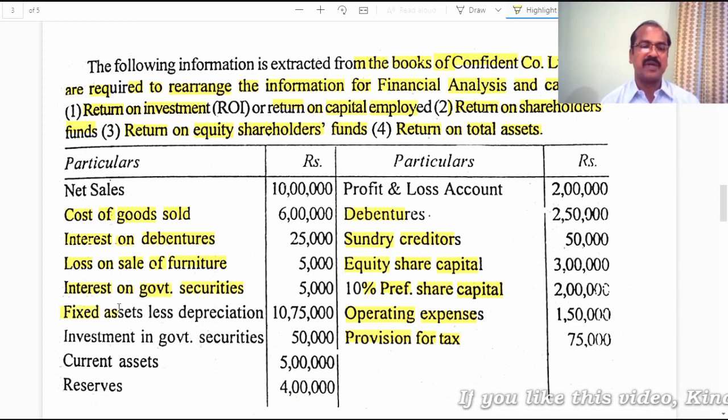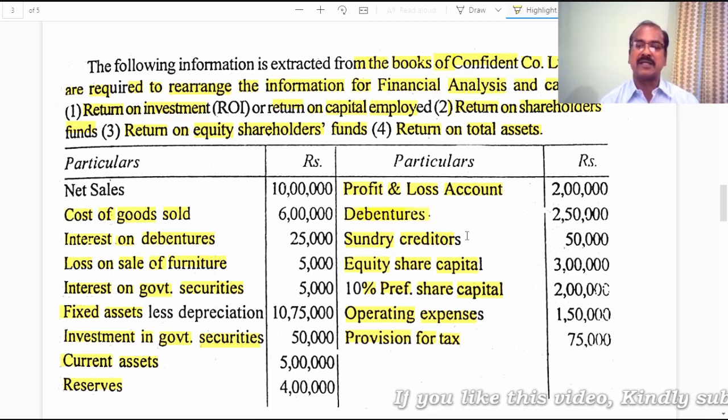And the next one is about fixed assets. It will go to the balance sheet. Investments in government securities, again this is an investment done by the business outside the business. So this is not related directly to the business, so it will appear in the balance sheet. Current assets will appear in the balance sheet. Reserves will be added with the equity share capital to find out the equity shareholders net worth or funds. Profit and loss account is the accumulated profit which will be added with the equity share capital to calculate the equity shareholders funds. Debentures is a long-term liability.